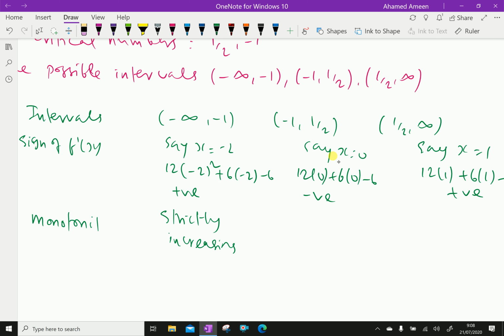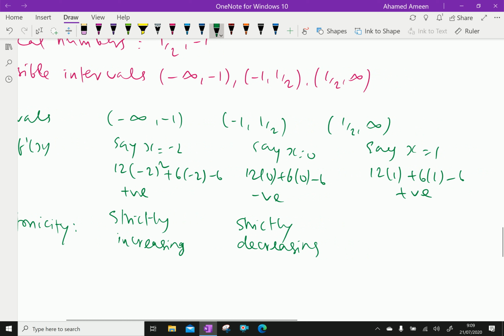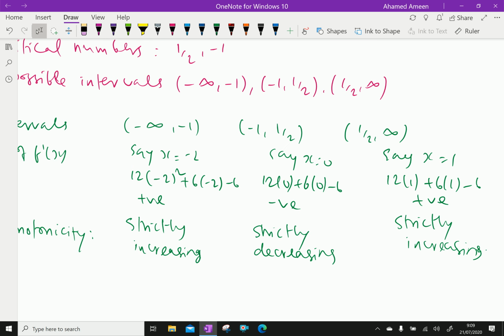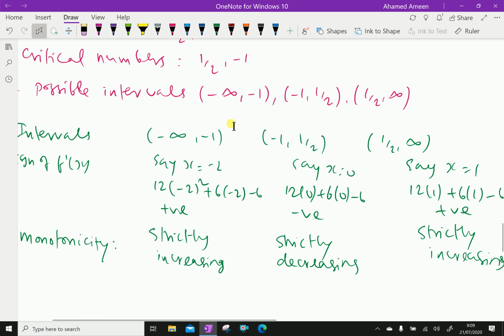Monotonicity. Strictly increasing here, strictly decreasing here, and here also strictly increasing. Now we talked about monotonicity as well as the possible intervals we did.